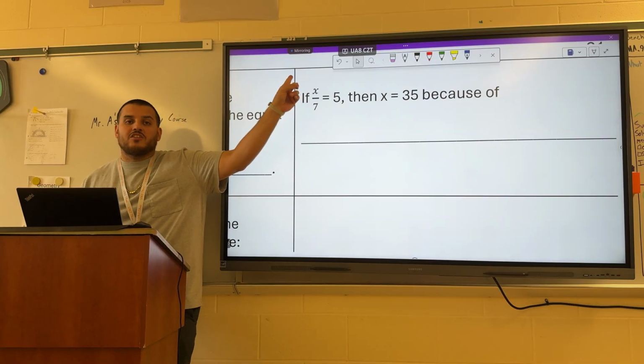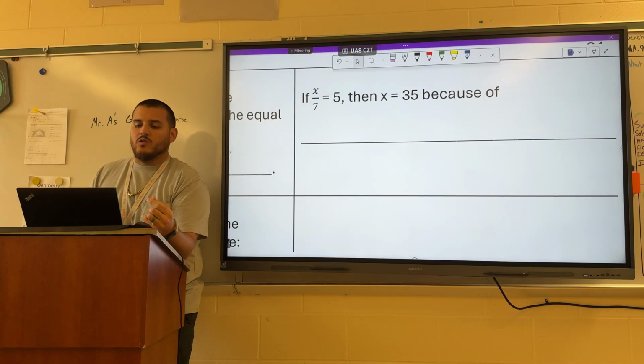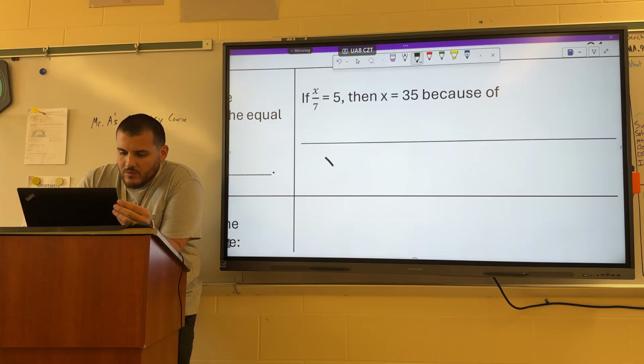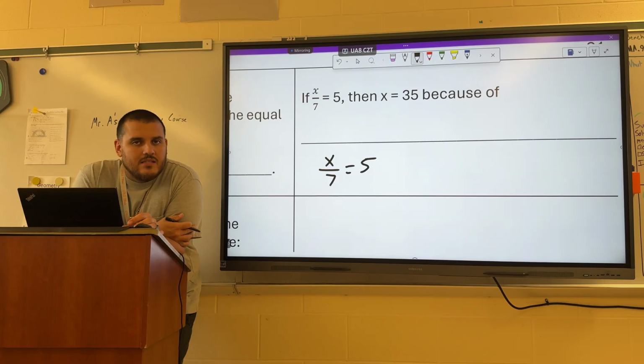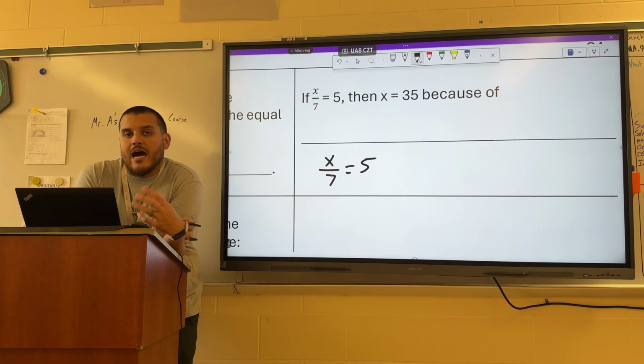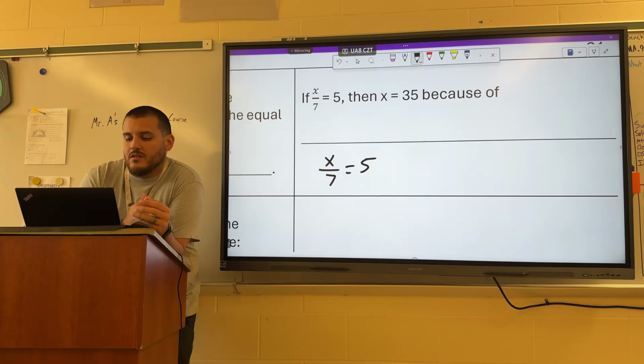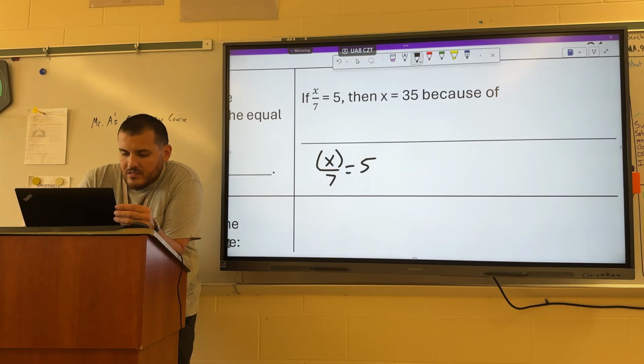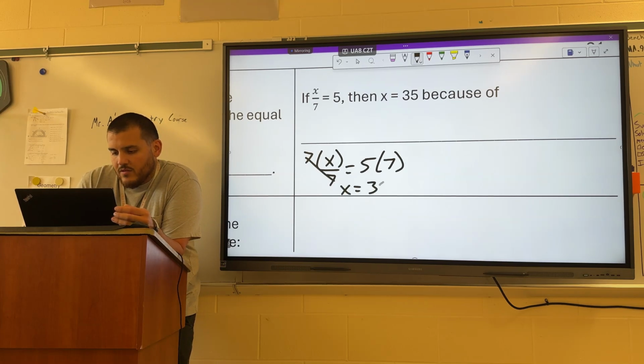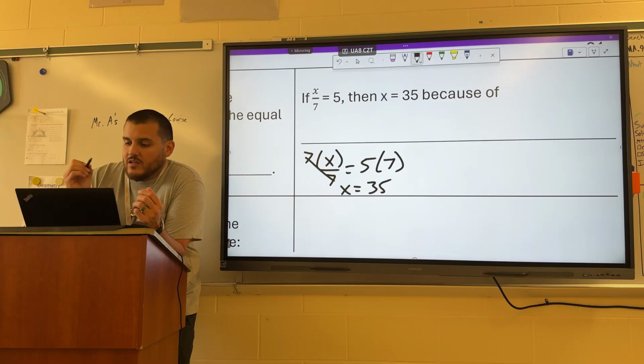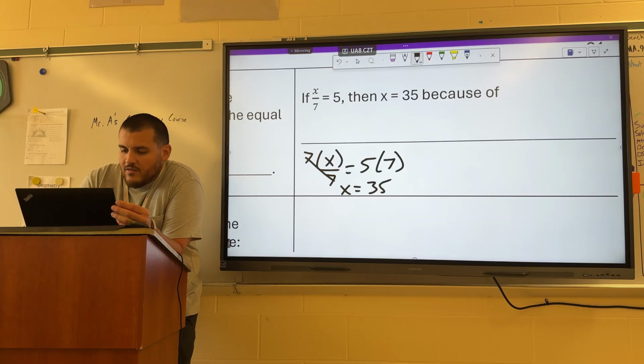So we see that here with this fraction, x divided by 7 equals 5. Well, the algebra that we would do here to get x by itself would be to multiply both sides of the equal sign by 7. That's the opposite of what's happening to x here. The opposite of dividing by 7 is multiplying by 7. So again, we have to do that to both sides of the equal sign. That cancels the 7's, and you get 5 times 7, that gives me x equals 35. So again, the reason x would be 35 is because of that multiplication property of equality.